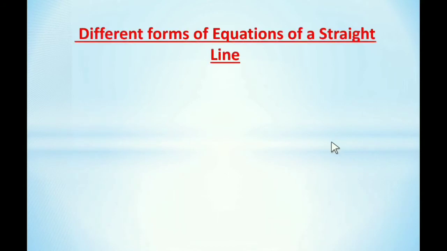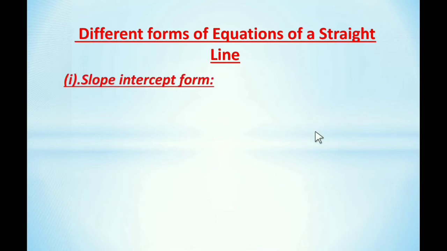Different forms of equations of a straight line. Slope-intercept form. The first form is slope-intercept form. So what is this form?